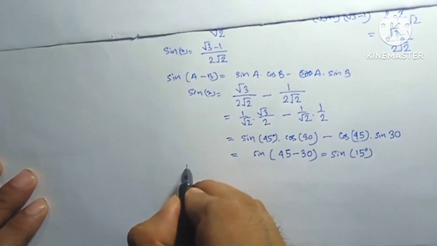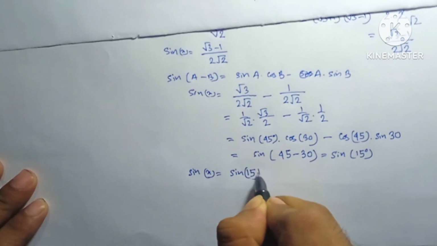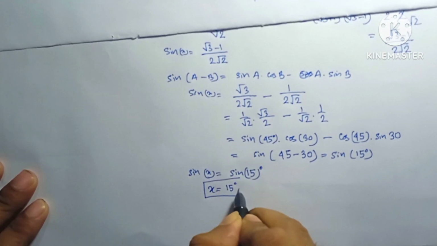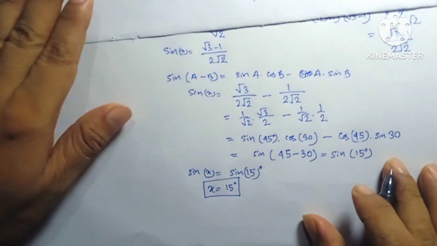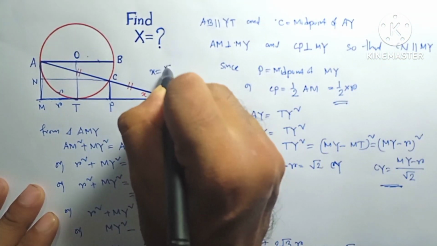So finally, sine of x is equal to sine 15 degrees. X is equal to 15 degrees. So this is our answer. The value of x is 15 degrees.